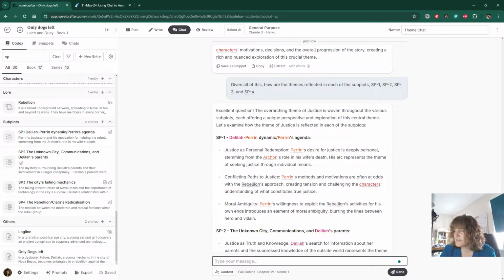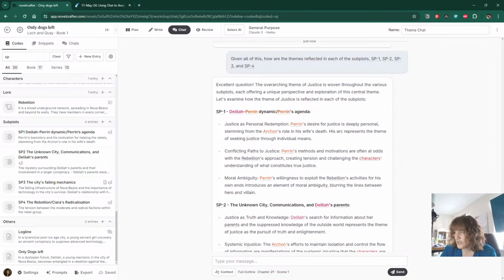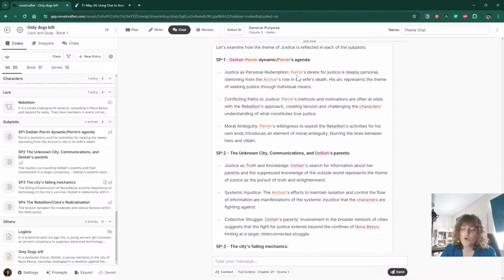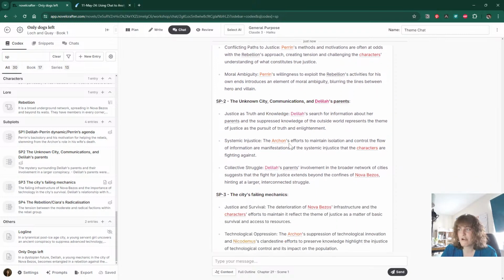Justice as personal redemption. Perrin's desire for justice is deeply personal, stemming from the Archon's role in his wife's death. His arc represents the theme of seeking justice through individual means. His methods are often at conflict, creating tension. His willingness to exploit activities to an end introduces a moment of moral ambiguity, which is kind of what I wanted. Perrin overall is a character more in line with helping Delilah than otherwise. He's not antagonistic to her, but he's not morally great.